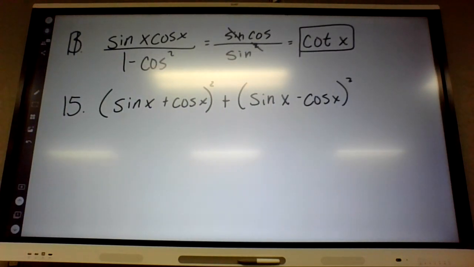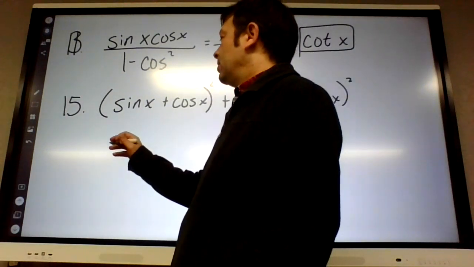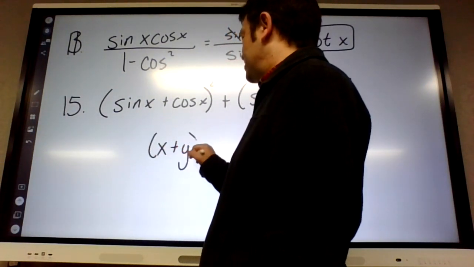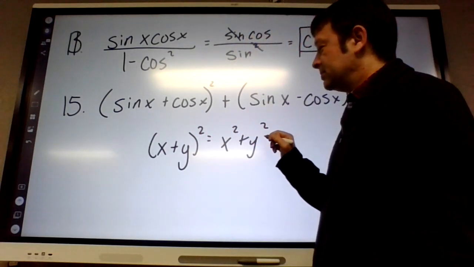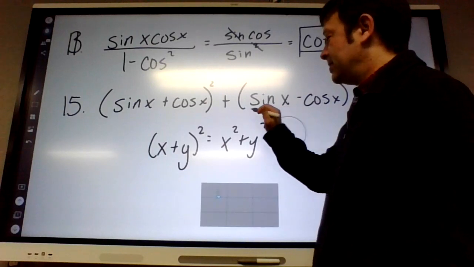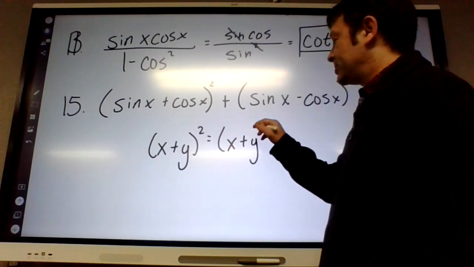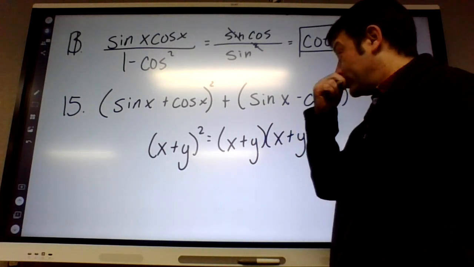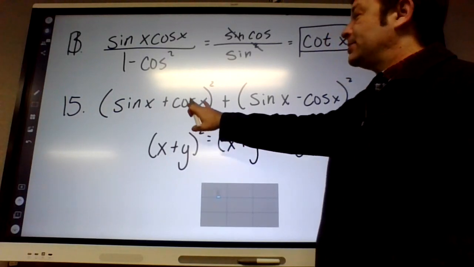All right. Any ideas on this one? Put the squares on all of them. Well, no, you can't. If you have x plus y squared, does that equal x squared plus y squared? No, it does not. You guys should know that. It equals x plus y times x plus y. You have to multiply all of it times all of it, which means it's a FOIL kind of problem. So same thing on these.